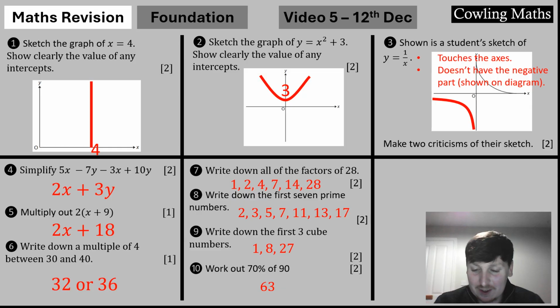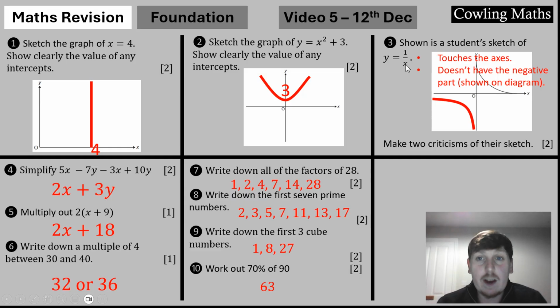Whatever the constant term is on its own, that will be your y-intercept. So the y-intercept of this one is 3, so I must label 3 on the y-axis. Question 3 then says, shown is a student sketch of y equals 1 divided by x. So you need to remember for your exam that this is a reciprocal graph, which basically means it's got a divide in it.